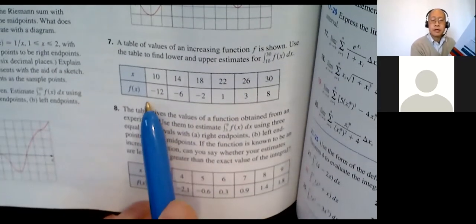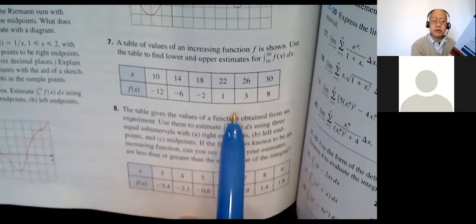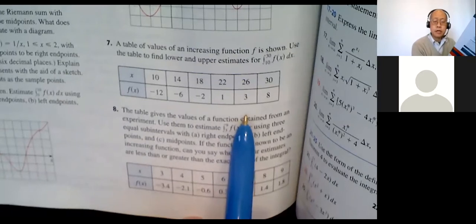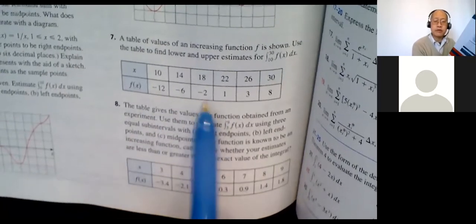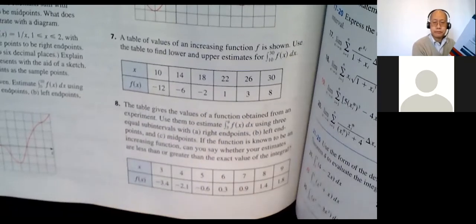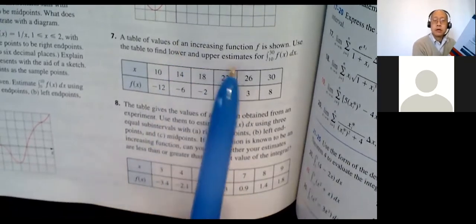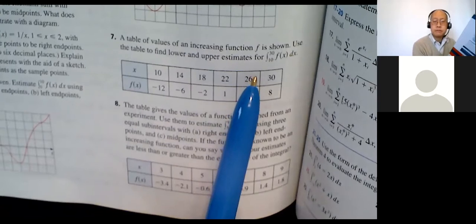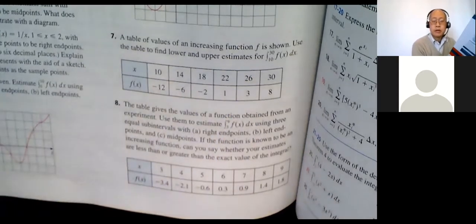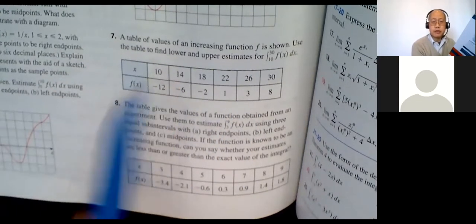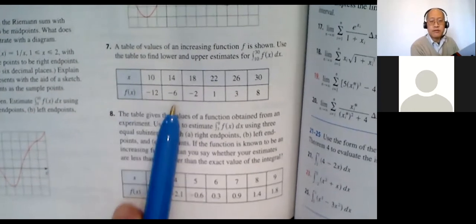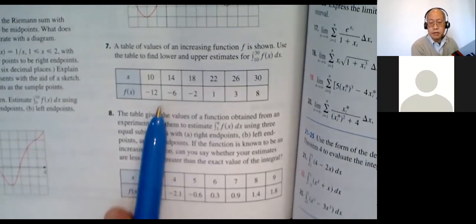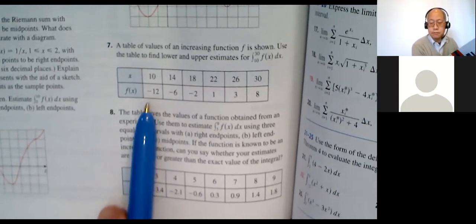All right. This appears to be an increasing function. As time goes by, the values increase, right? From -12 to -6 to -2, it's getting bigger. All right, lower estimate. So between each pair of numbers, the lower estimate would be to take the smaller number. Between -12 and -6, the smaller number is -12.